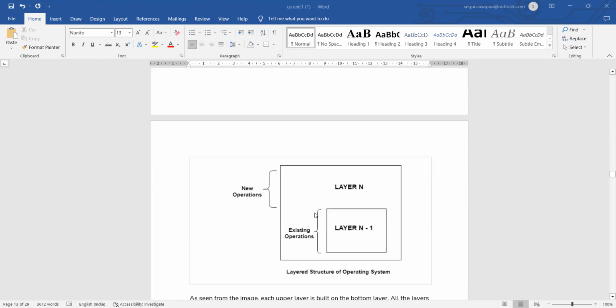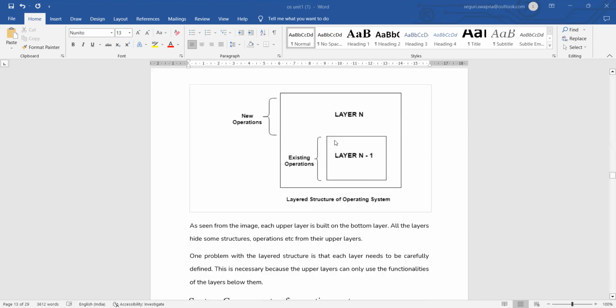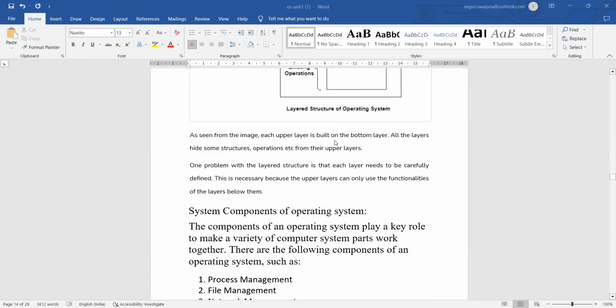In the layered structure, the operating system is layered with different layers, that is from layer N to layer N-1. Layer N-1 is the existing operation and layer N is the new operation which has to be performed. These are the two structures of operating system.